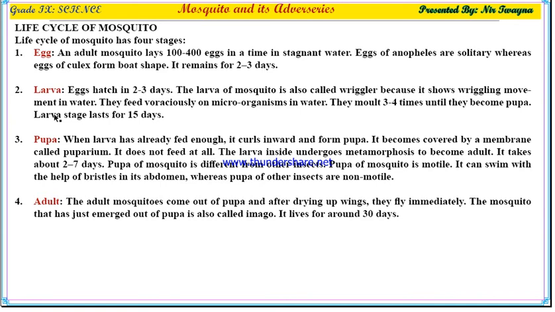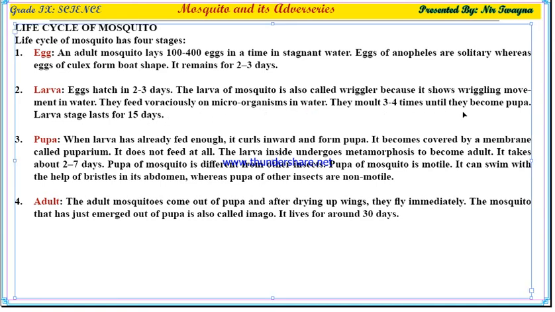Okay, they feed voraciously on microorganisms in water, and they molt 3 to 4 times until they become pupa. Molting means changing skin. Okay, they cannot grow until they change skin because their skin is very hard from outside. And that molting occurs 3 to 4 times.